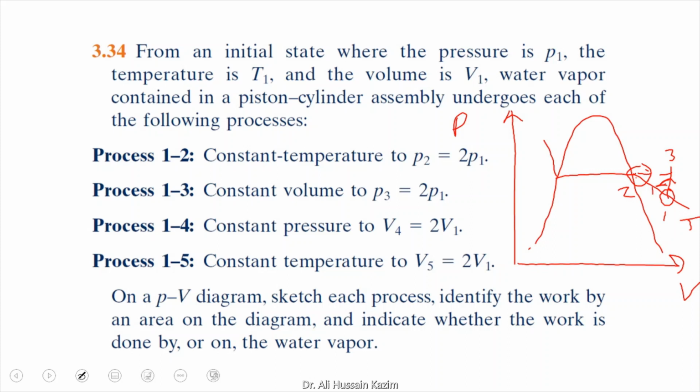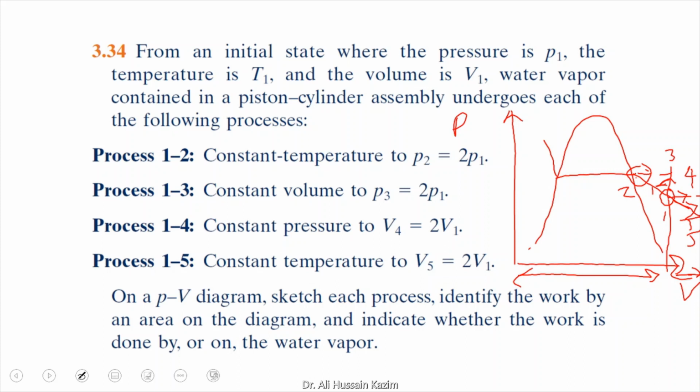Then 1 to 4, constant pressure, V4 equals 2V1. So a constant pressure process would be a horizontal line to volume 4 such that this distance, volume 1 distance, equals the other distance. Then constant temperature, V5 equals 2V1. So V5 equals 2V1 would be a process going towards the right hand side, which will be on this line, and the volume of V5 would be equal to volume of V4.